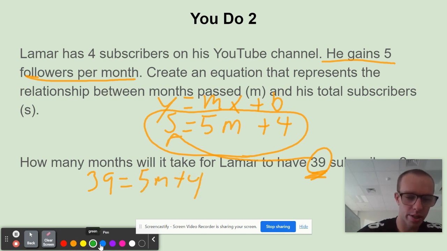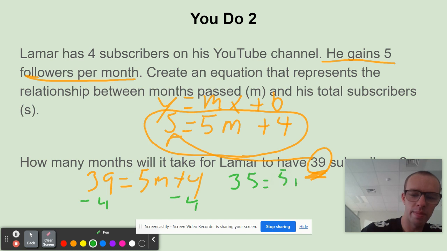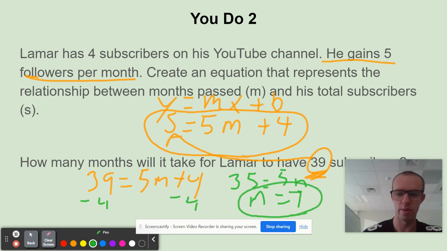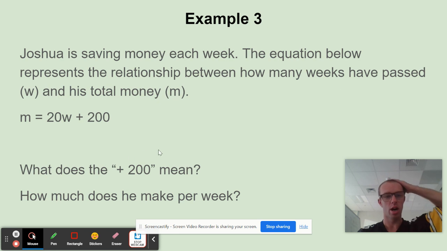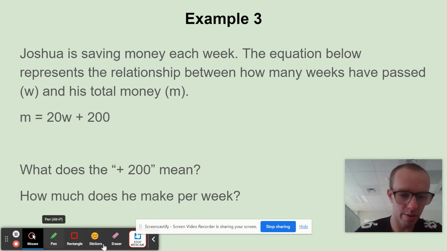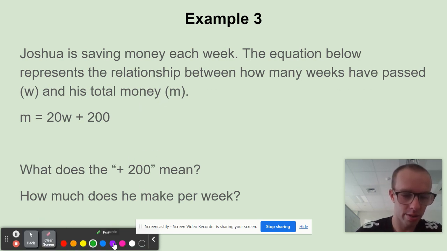You just need to solve this two-step equation. Subtract 4, subtract 4. 35 equals 5m. Divide each side by 5. And you get m is equal to 7. So it will take him 7 months. Okay. Hopefully you got that. All right. Last example. I want to go through this quickly. I don't want this video to be too long.